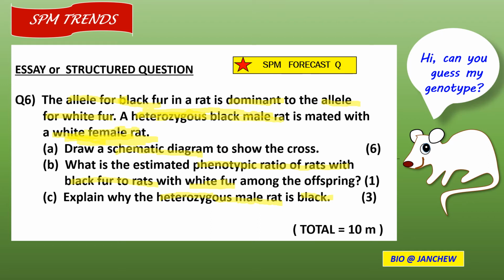Alright, if you would like to try this on your own, you should try it on your own first. You can pause the video and think about this. What are the genotypes of the parents involved in the cross, and draw the schematic diagram, like what we did for the pea plant in the previous question. Okay? So I'll leave you to do the question first, and then in the next slide, we're going to see the answer, and we are going to find out how to mark it.